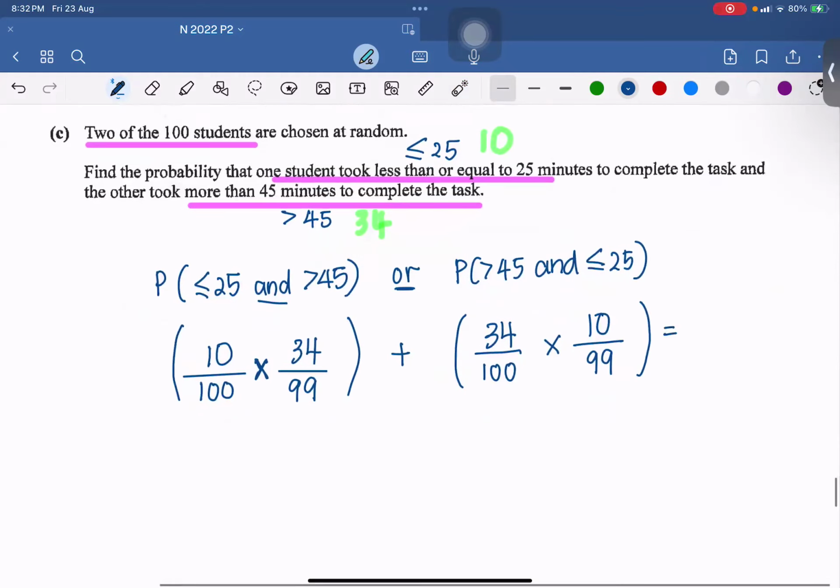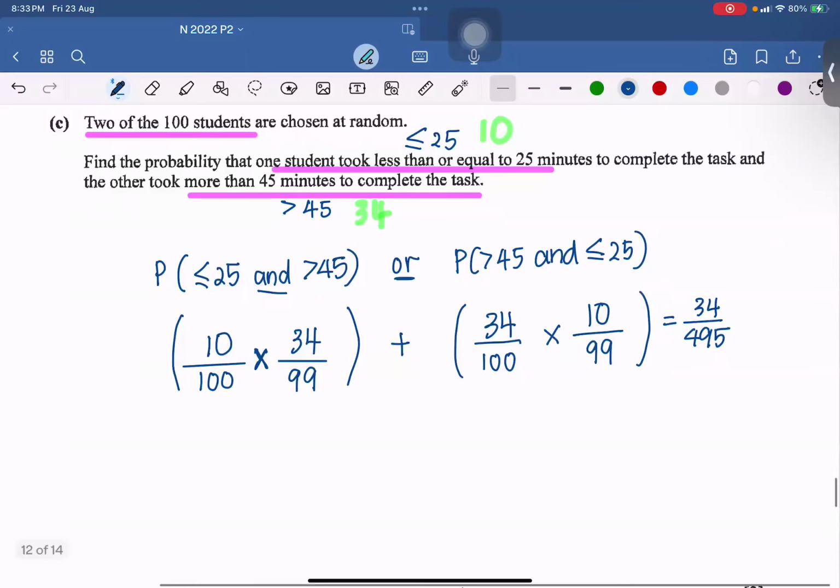If you want more of this type of question, there's one more example in the probability worksheet video. You can refer to it again, and double check your answers and revise your concepts again.